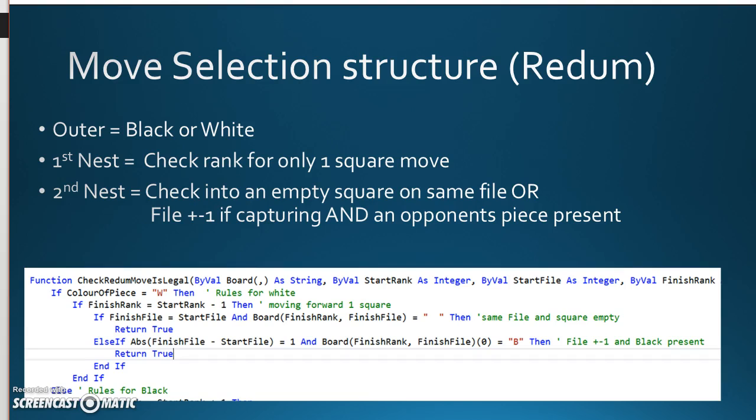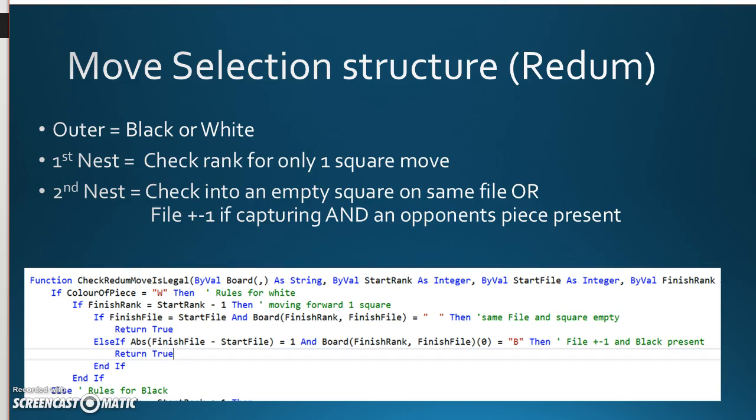So the outermost element of the selection structure for the Redum, in fact for all the pieces apart from the Sarrum, is: are we dealing with the white or the black? Because whites move down the board and blacks move up the board, basically, or up the array. And we've then got a first nest, and all it is doing is saying, are we moving the rank one piece at a time, one square at a time?